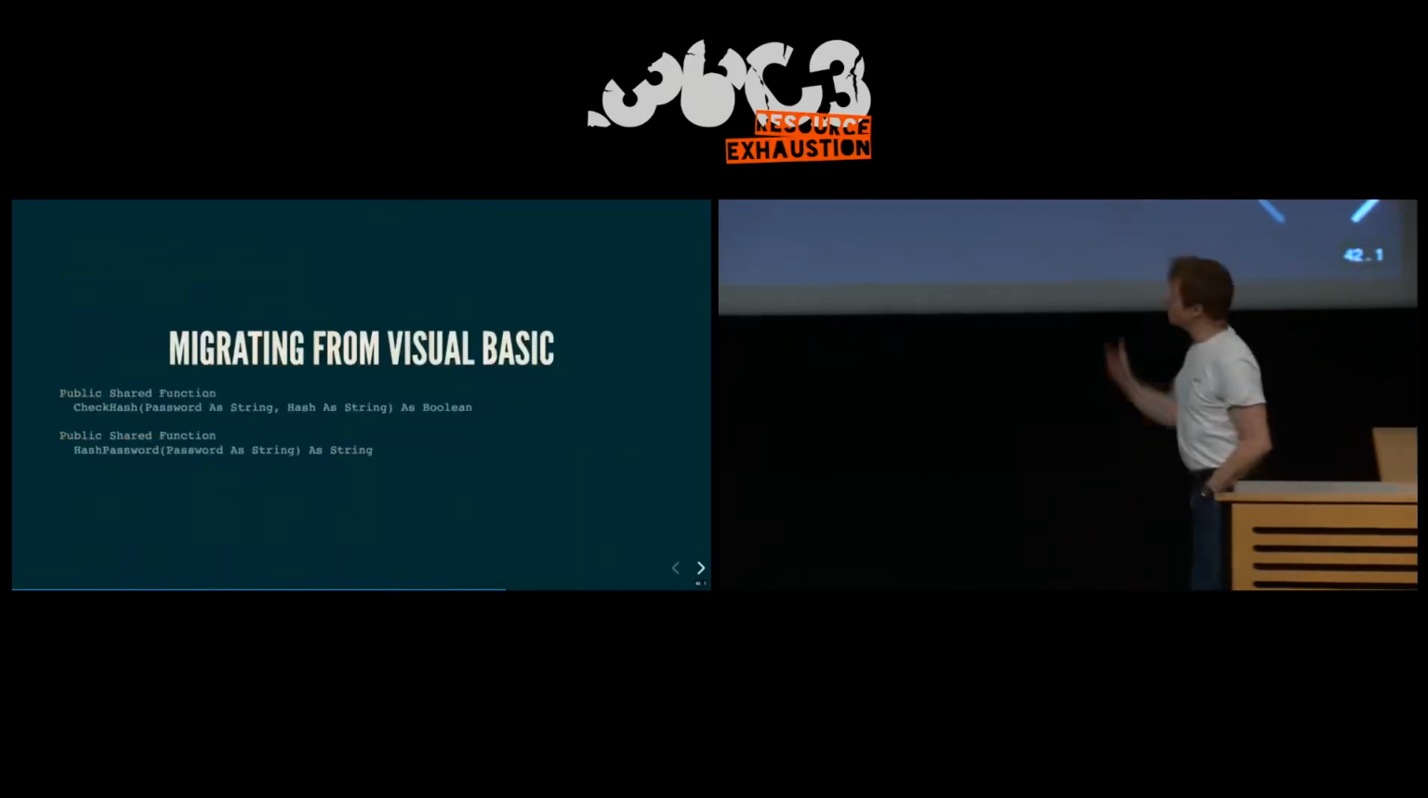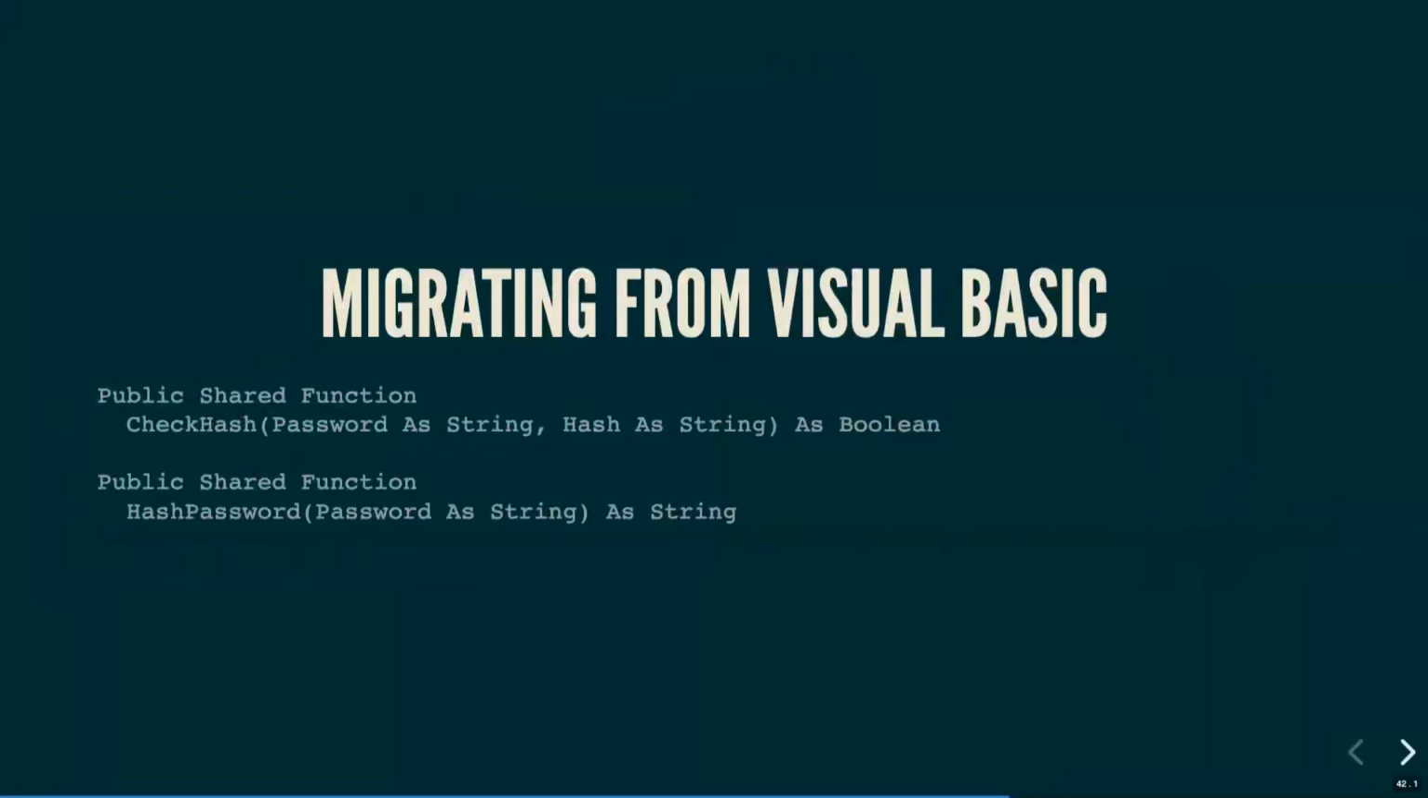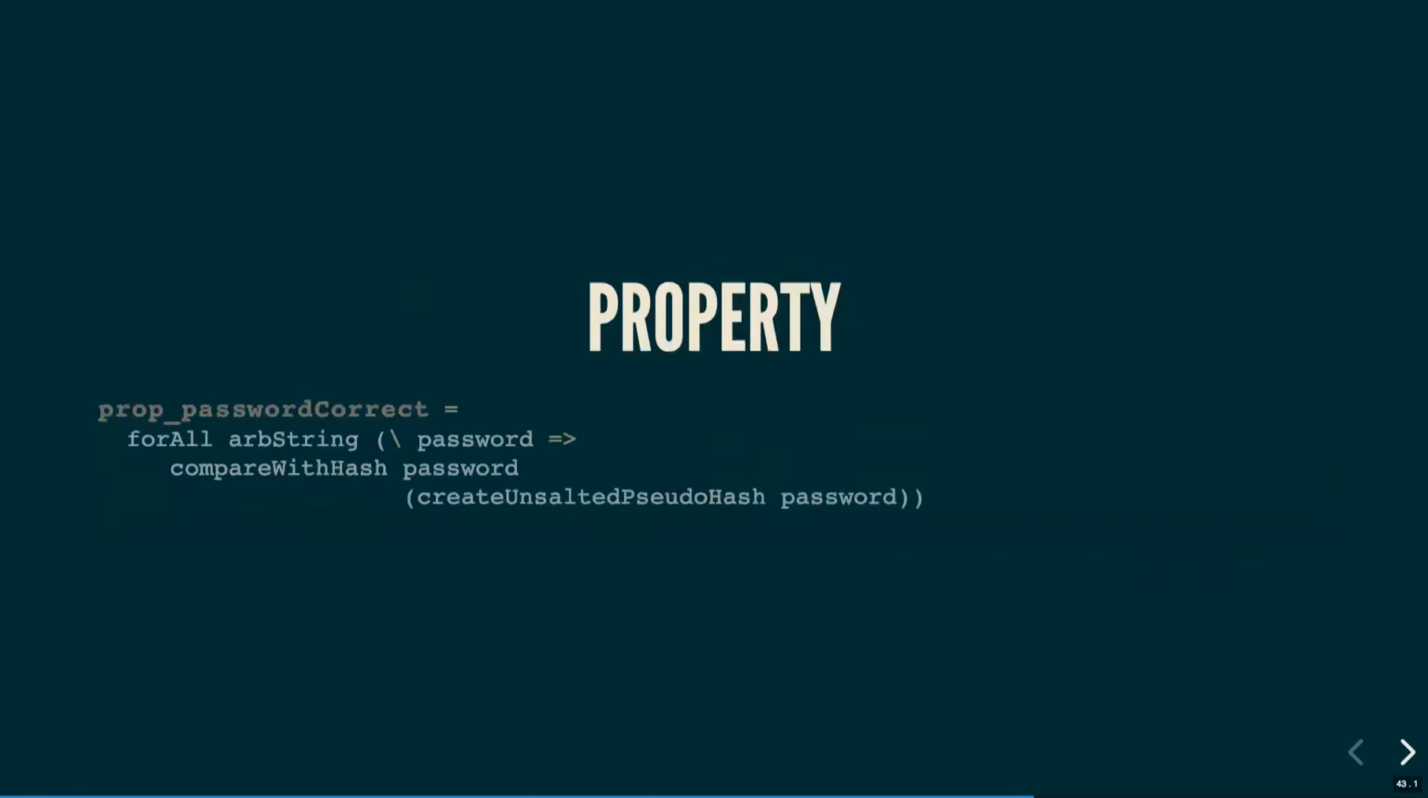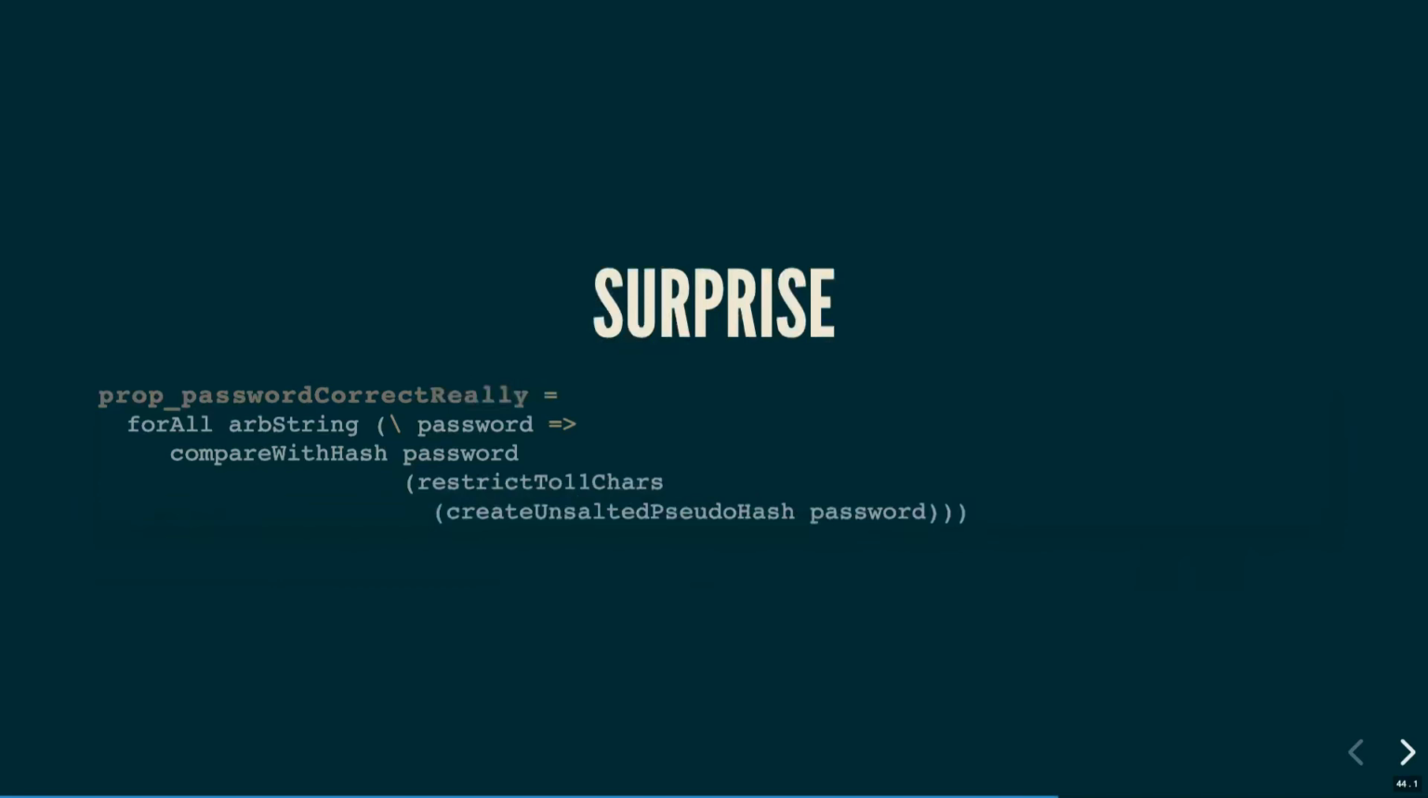Here's an example from our practice. A couple months ago, we were tasked with migrating a giant Visual Basic 6 application. It had a password checking function there. You can see here a Visual Basic 6 type signature. And the property that we wrote was, well, if we create the hash from the password and we compare it with the hash that's in the database, then they should all come out the same. And to our surprise, that property failed when we ran it with QuickCheck, and we had to correct it because that password hash is restricted to 11 characters by some restriction in the database schema.